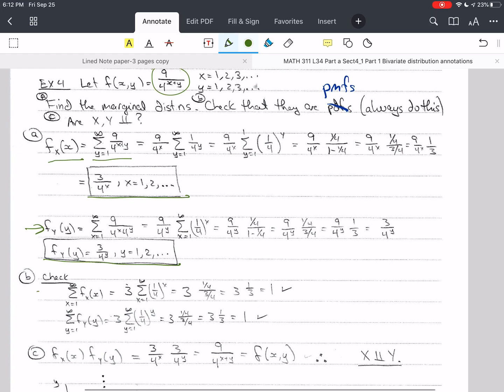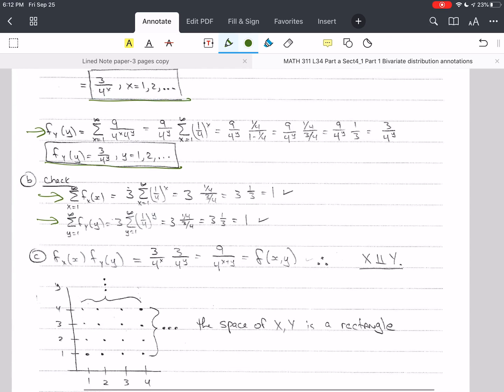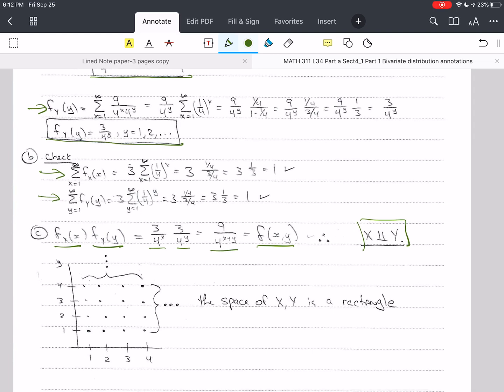Make sure you check it and you understand this check. And then we want to see if they're independent, so we take f of x times f of y. Here they are. And sure enough, we get f of xy, so they are independent. And I want to point out that the space of this is a rectangle. It goes on infinitely. That's what the dots here are for. It goes on infinitely, but it is a rectangular space.